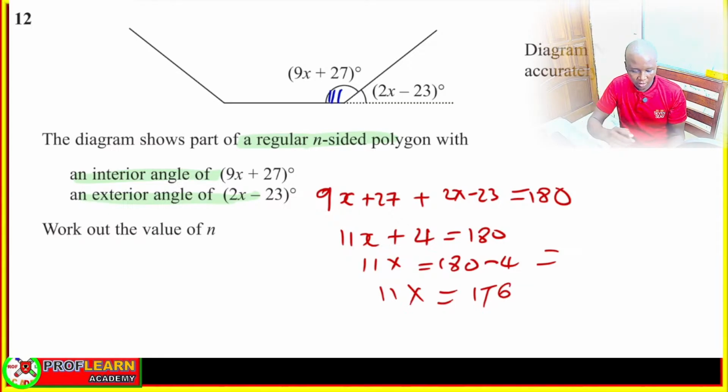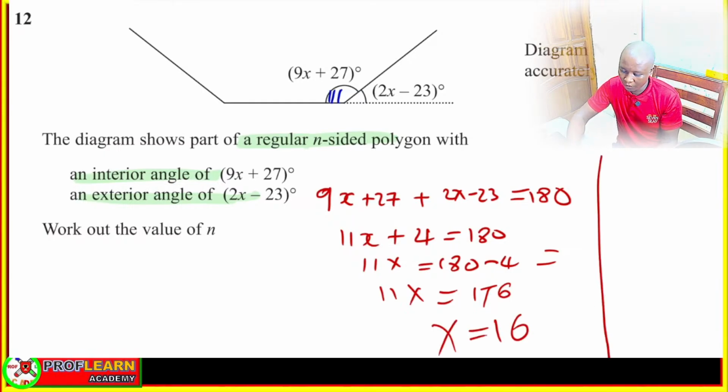176 divided by 11, you are going to get your x being equal to 16. So that is the value of x.